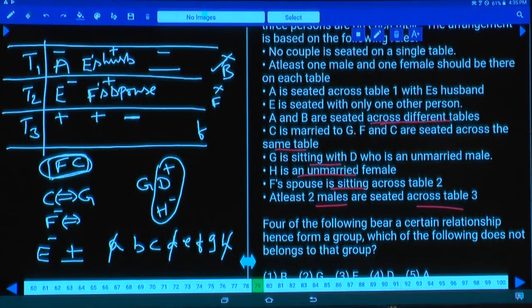Then who are left over here? F. Can F be the spouse of A? C and G cannot be the spouse of A. Why? Because C and G form a married couple. Hence C and G are also ruled out. Now we are left with B, E and F.